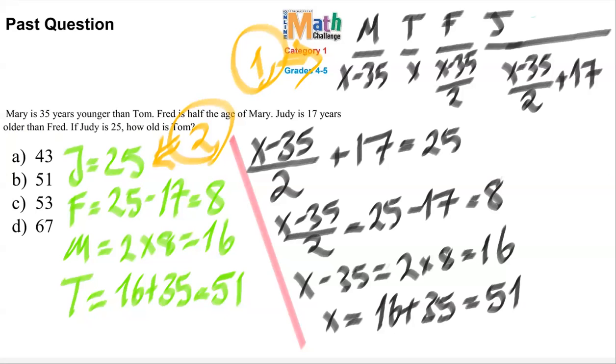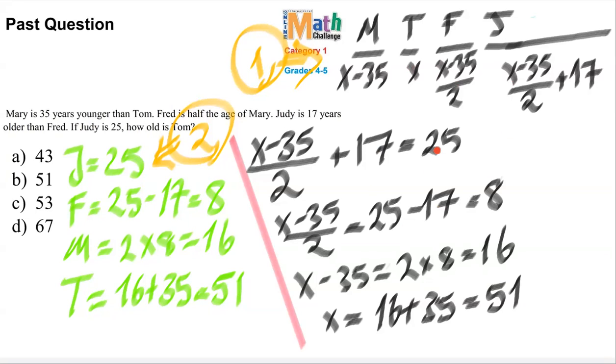So this is a question from category 1. It's a word problem related to age. There are 4 kids or 4 people in the question and their age relations are given, and the question asks the age of Tom. One way I solved using equations, another way I just follow the opposite relation in the question.